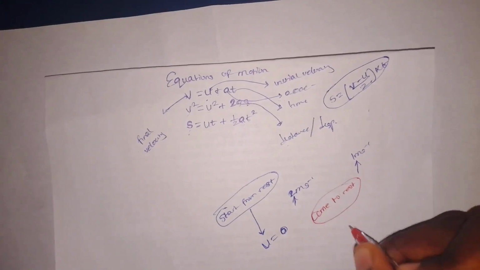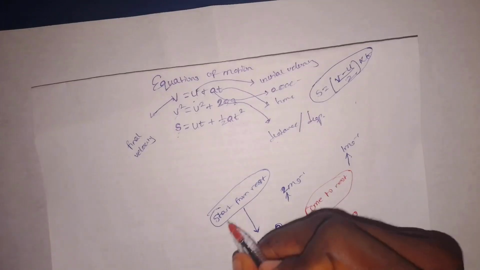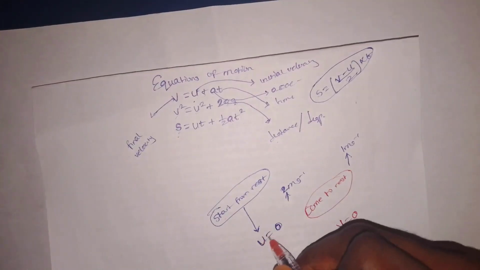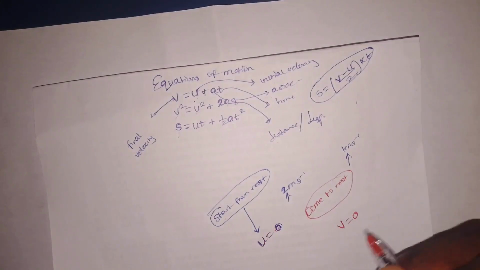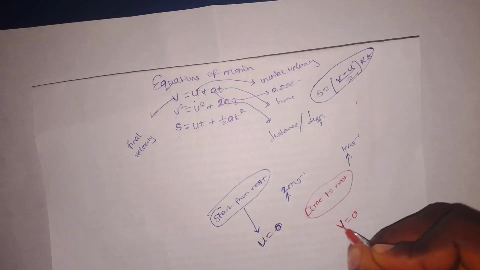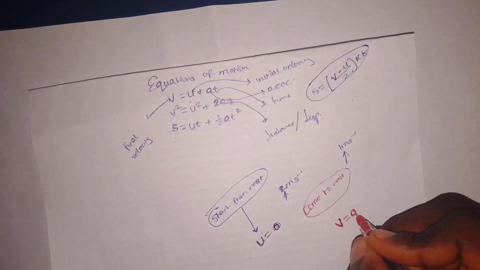Know that they are talking about the final velocity V. Therefore the V will be 0. When they say start from rest, it means that the U is 0. Please take note of this. Then when they say come to rest, you know that they are talking about the final velocity. When they say come to rest, know that the V is 0.